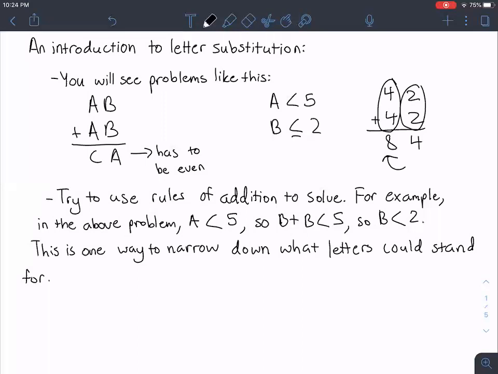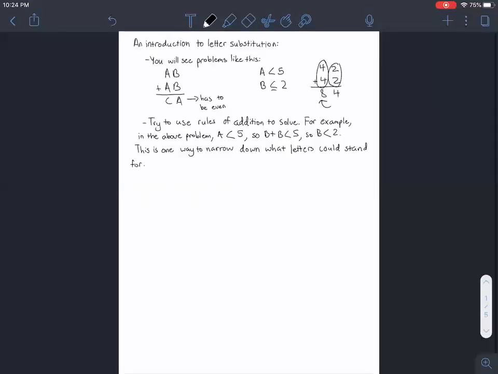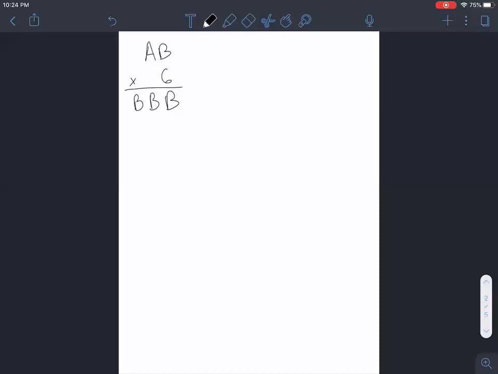We just use the rules of addition, subtraction, multiplication, or division to solve problems like these. Let's move on to the next problem. AB times 6 is equal to BBB. So the solution to this problem, I'm going to let you give a go at it first and try and unpause the video once you've attempted it.